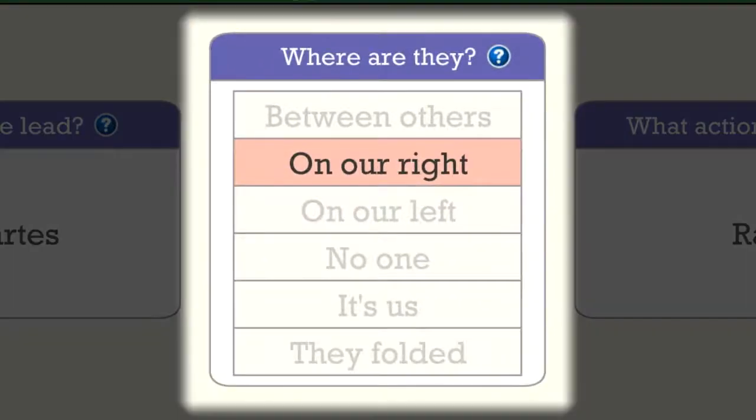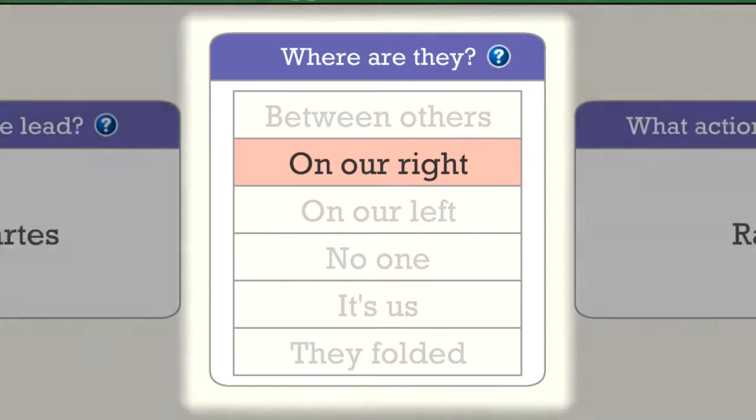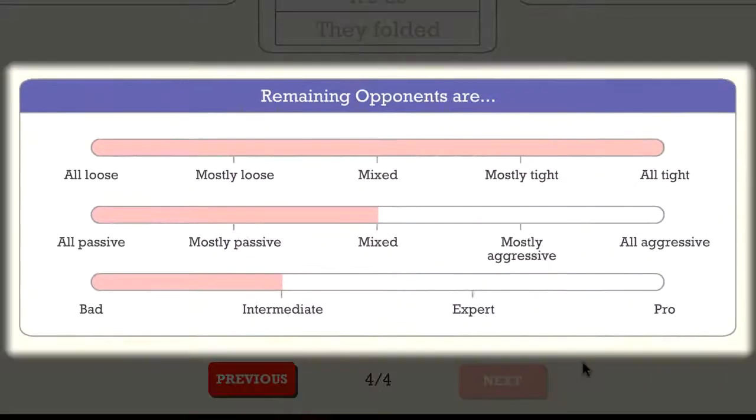Where they are is often a critical factor, especially in relation to your other opponents. If the player with the lead is on your right, that's good, because they have to act before you. If they're on your left, that's often a disadvantage to you, unless you intend to check raise them and catch other opponents in the middle. The final box is the same one we saw pre-flop, but it only includes opponents that still have cards.